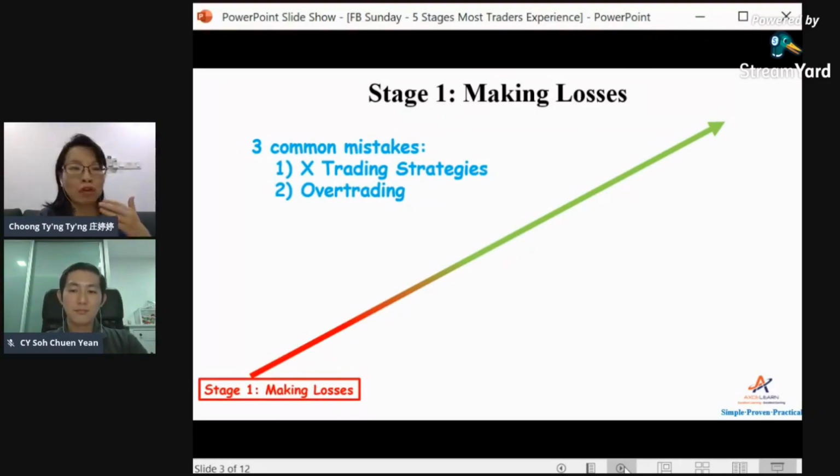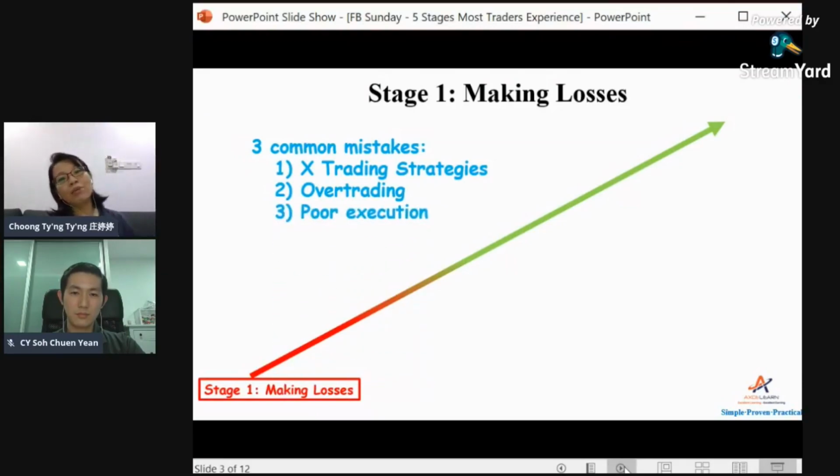And when you are forced to close, it does not follow your trading plan. So this is the problem. Don't overtrade. Never overtrade. Do you overtrade or not? This is a common mistake that those at stage 1 make. When you overtrade, you tend to be forced to close your position because of a margin call, and subsequently you suffer losses. This is another common mistake that the majority of traders in stage 1 experience.